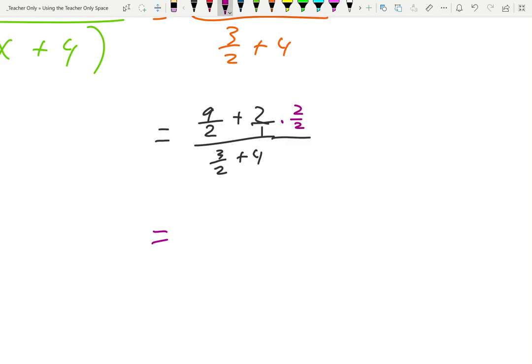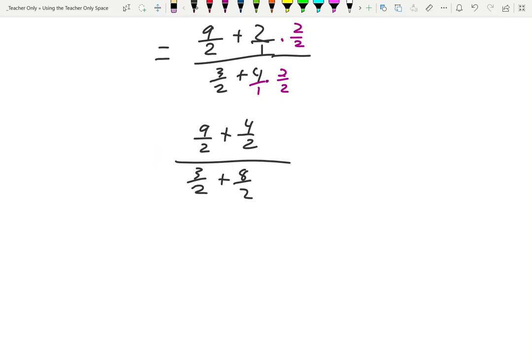But I can't just change the denominator. I have to change the numerator as well, right? I have to multiply by 2 over 2. And then same thing for the denominator down here. This would be 4 over 1, so I have to multiply by 2 over 2 to get a common denominator. So this is going to give me 9 halves plus 4 halves divided by 3 halves plus 8 halves. Okay, now what?